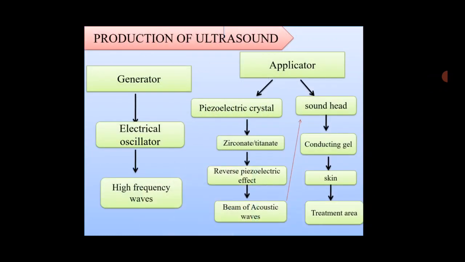Then coming to the production of ultrasound. Ultrasound has two main components, that is generator and applicator. The generator is a box which has an electrical oscillator which will produce high frequency waves. The applicator has two key elements, that is the piezoelectric crystal and the sound head, also called the transducer.